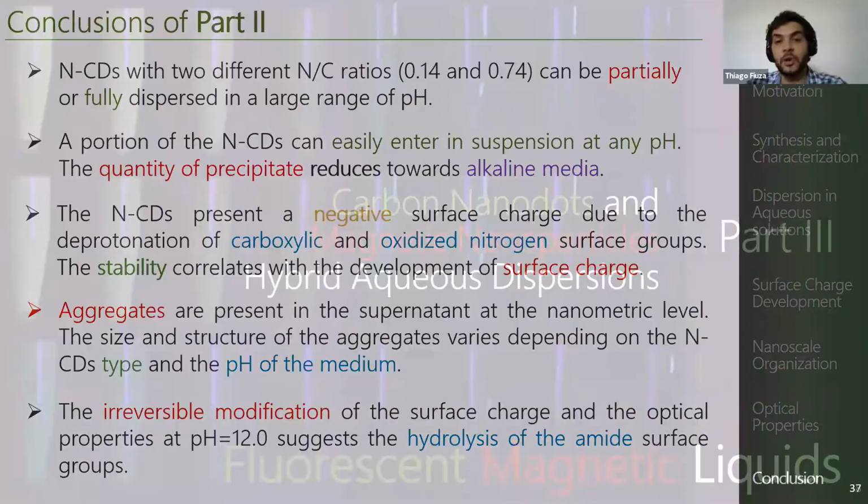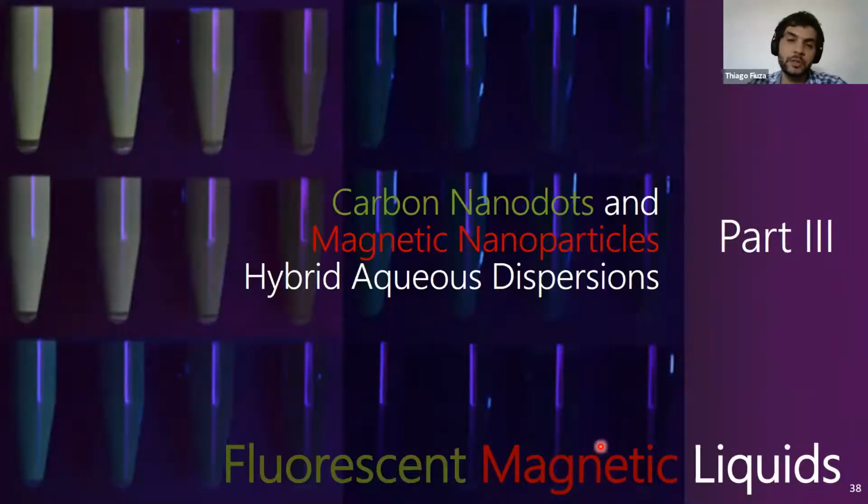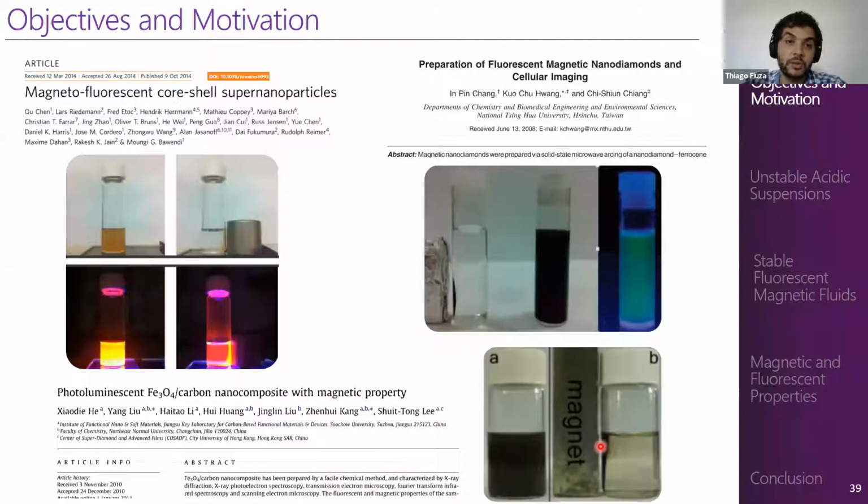So lastly, I want to talk about the mixture of these two nanoparticles, the carbon nanodots and the magnetic nanoparticles, to create a fluorescent magnetic liquid. This is not really new, because there is a lot of work with these mixtures of magnetic and fluorescent nanoparticles. However, in all of these cases, they are not colloidally stable. When we apply a magnetic field, we can see the particles separating from the carrier fluid.